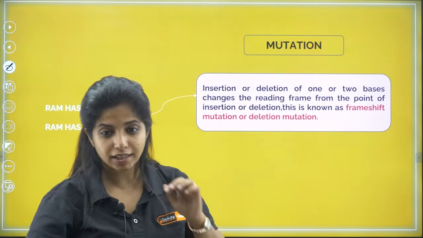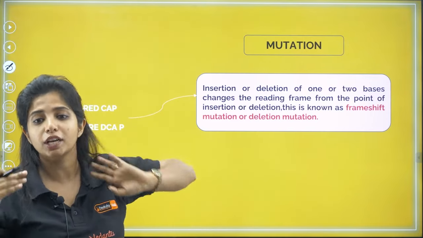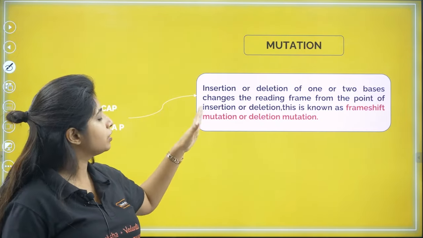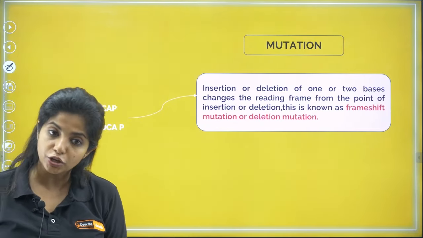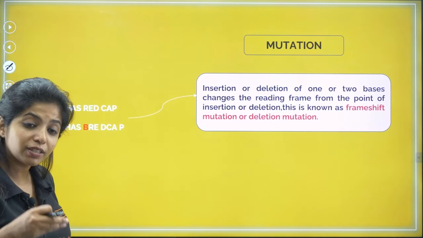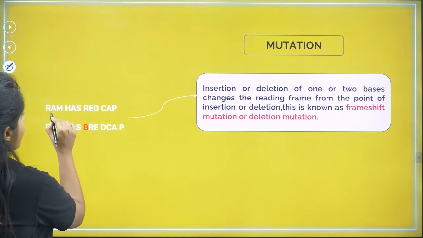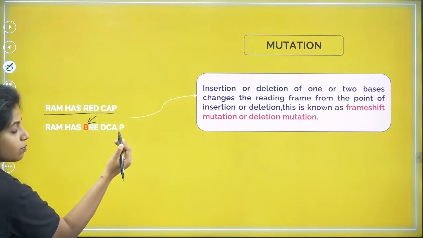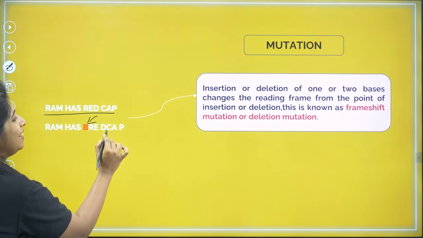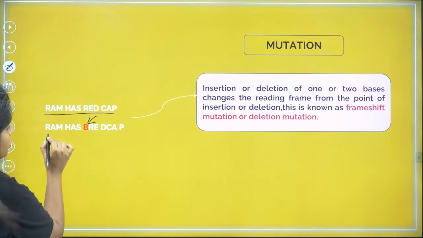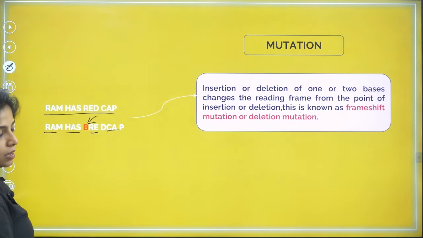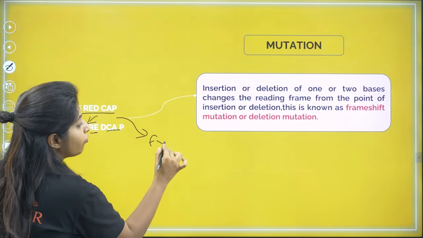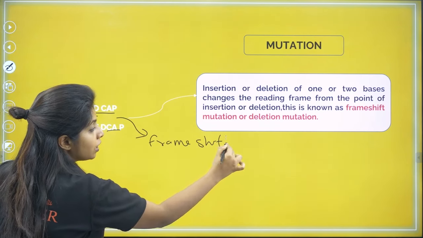Before we go ahead with translation, there is a thing that I need to discuss, and that is mutation, my dear children. Insertion or deletion of 1 or 2 bases changes the reading frame from the point of insertion or deletion. This is known as frame shift mutation. I want to give an example because numerical questions come on this. So, Ram has red cap. That is the statement. If I put 1 nucleotide extra, the whole reading frame changes. Ram has decap. It becomes read differently. So this type of mutation, when I am removing one or adding one, is known as frame shift mutation. What mutation? Frame shift mutation.